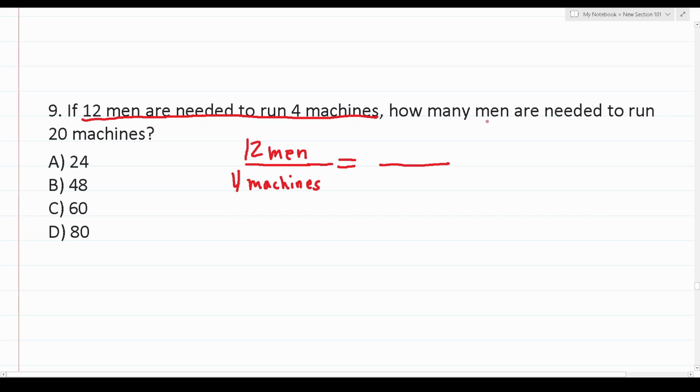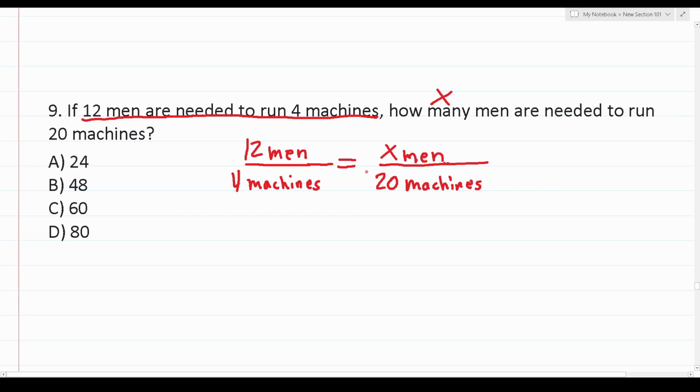Okay? How many men are needed? Well, how many, that's an unknown value. So we're going to call that X men. And we're going to put that in the numerator. So that's X men are needed to run 20 machines. And again, you can see I have men in the numerators and machines in the denominators.